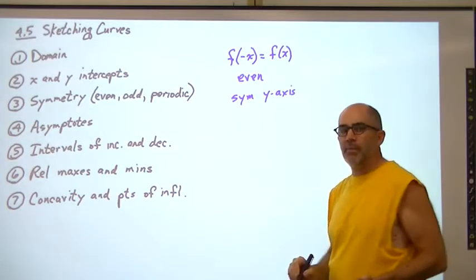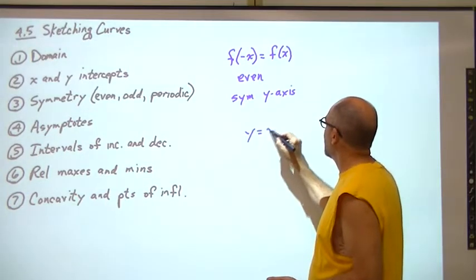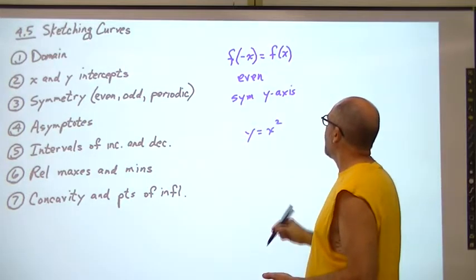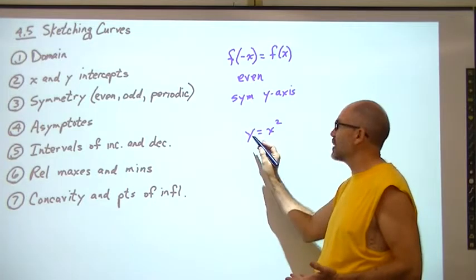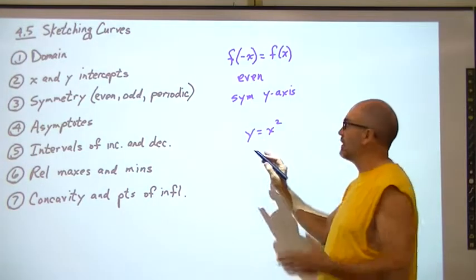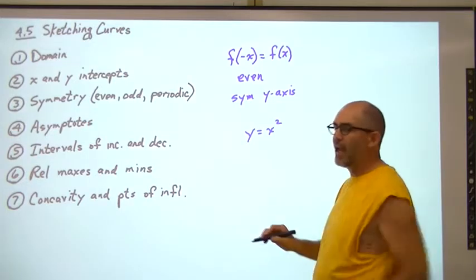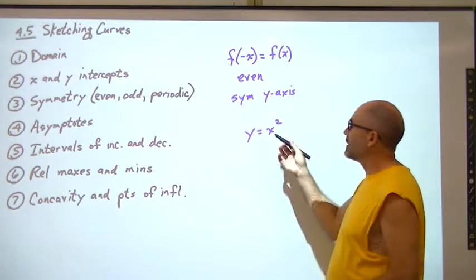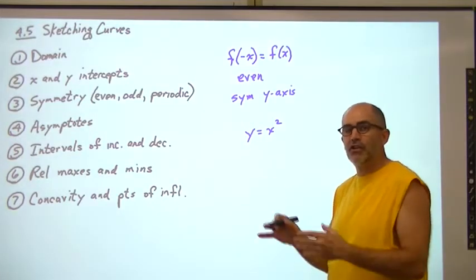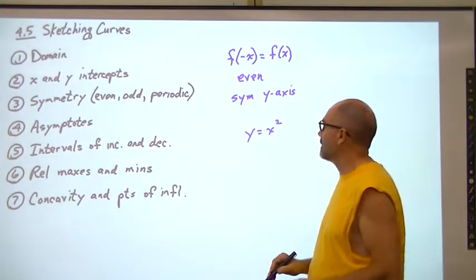So an example, that would be a parabola. If I have y equals x squared, now if I put in a negative 2 or a positive 2, that doesn't change anything for y. So that makes this an even function, and that means whatever is left of the y-axis is the same thing as what's right of the y-axis. That cuts our work in half. We only have to do half the work and then just rewrite it on the other side of the y-axis.